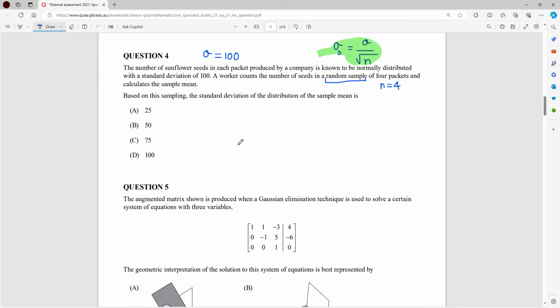Okay, so the standard deviation of your sample is the standard deviation of your population, so 100 over the square root of 4, because n is the number of your samples. So that would give you 100 over 2, so that would give you 50. So the correct answer is B.